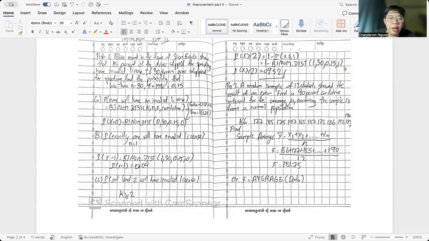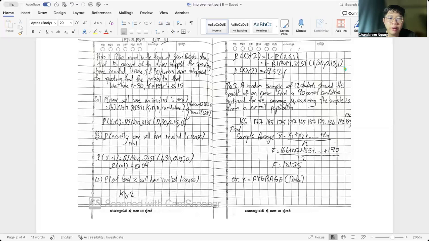For part B, we have to find the probability that exactly one has an invalid license, which is P(X = 1). To find this probability, we need to use the formula BINOM.DIST(1, 30, 0.15, 0). So we got the answer 0.04.